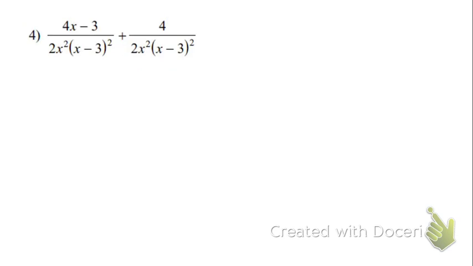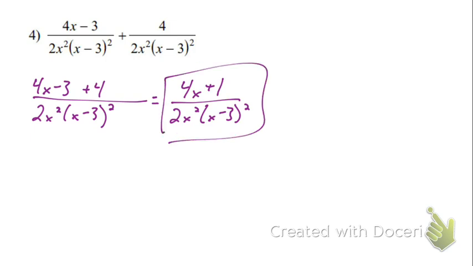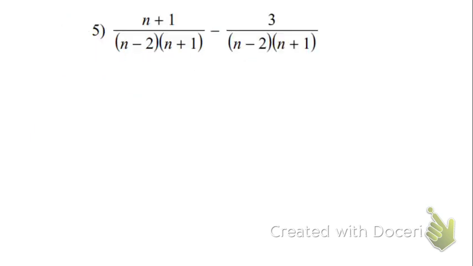Then, my denominator is already factored for us. Why not? So 2x squared, and then x minus 3, quantity squared. So up top, I have 4x minus 3 and plus 4. Now up top, that means I have 4x plus 1. Now my denominator is still 2x squared, and then x minus 3 quantity squared. Nothing goes away. So that's it. Done. Not too bad.